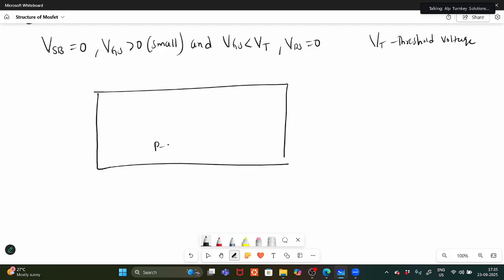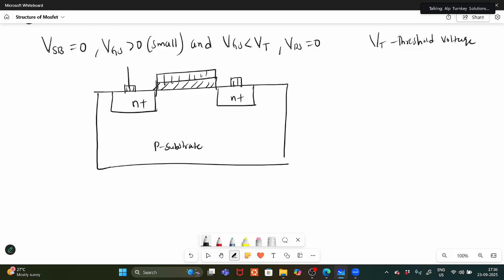So this is the P substrate, N plus and N plus, and the SiO2 layer, polysilicon, and this is metal, this is polysilicon. Okay. So anyway, basically we'll call it a 3-terminal device only.